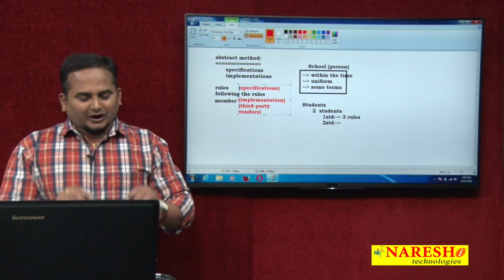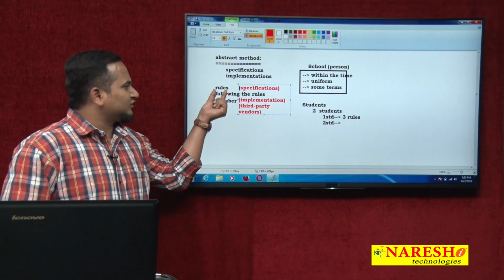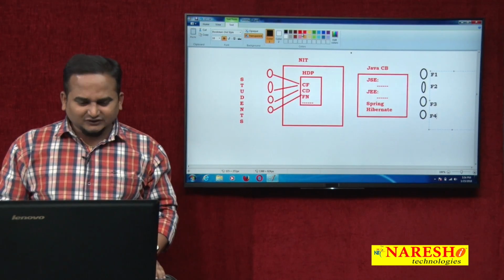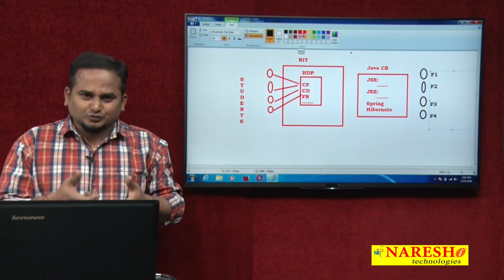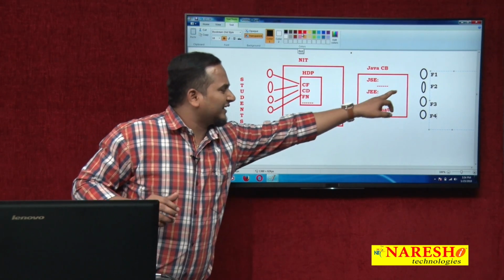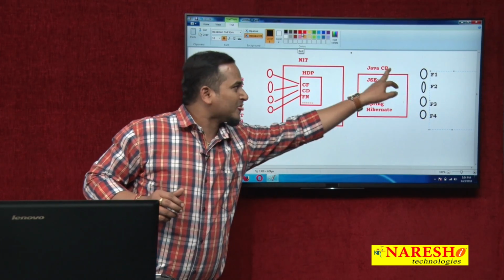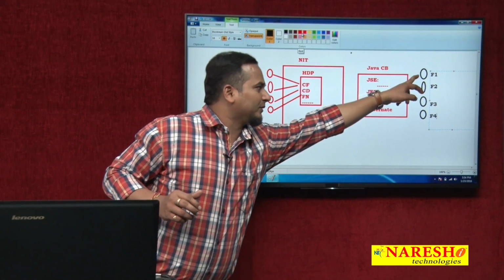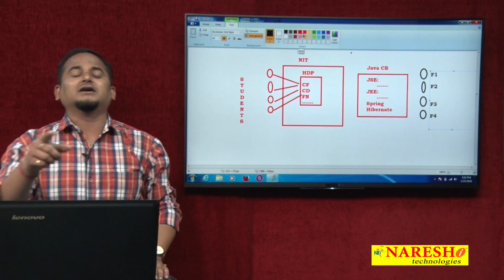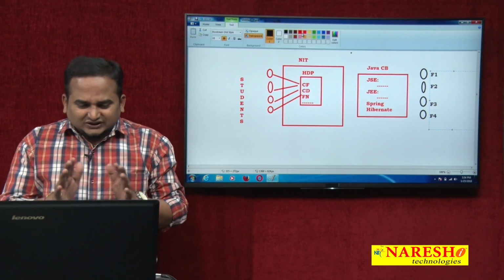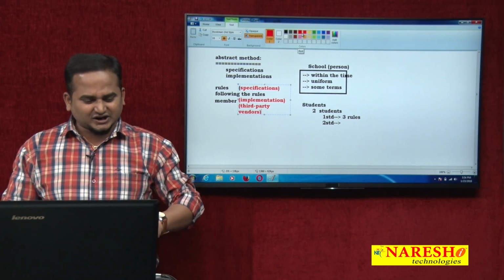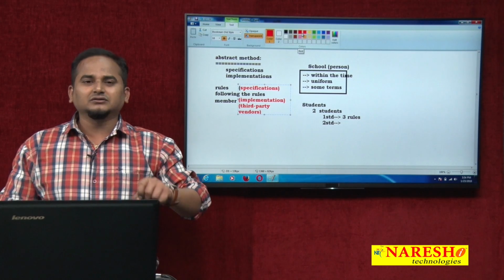To understand specification, I am introducing terminology like rules, following the rules, and members. Here rules means, as I told you, Naresh IT maintains one course brochure. In that course brochure we have content. Based on this content, Naresh IT faculties give explanation. Here the content comes under rules. The people who explain come under third party vendors. The way of explanation is nothing but implementing the rule. So this is a small introduction related to rule, following the rule, members, specification, implementation, and third party vendors.